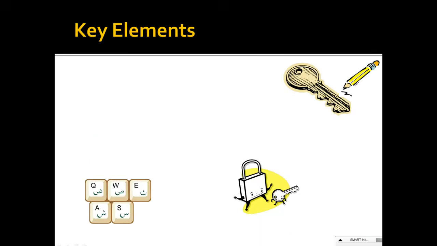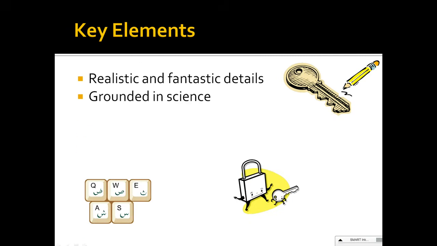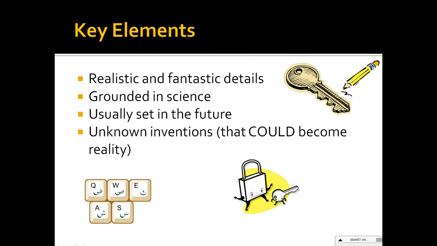So some of the key elements of science fiction are basically realistic and fantastic details. It should be, again, grounded in science. It's generally set in the future. And usually some unknown inventions that could become a reality. So it really explores the settings, events, and characters that are both familiar and out of the ordinary. It's usually a surprising combination that sheds new light on everyday occurrences and starts kind of making us think about new ideas and thought processes.